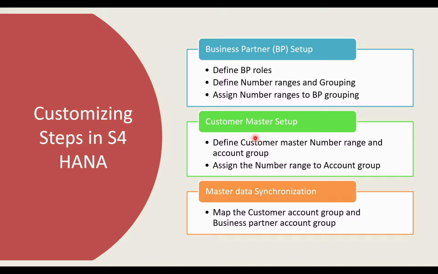Coming to customer master, similarly, we also have to define the number range and define the account groups, and then assign the number ranges to the account group. Once these two steps are done, we have to do the synchronization. That is master data synchronization, so we have to map the customer master account group and the business partner account group.